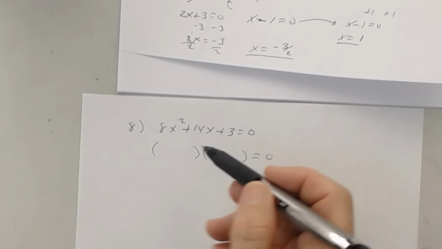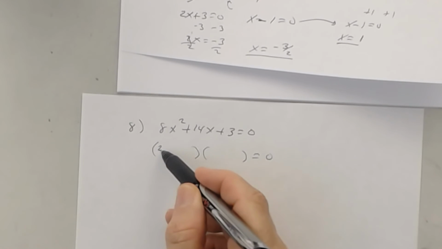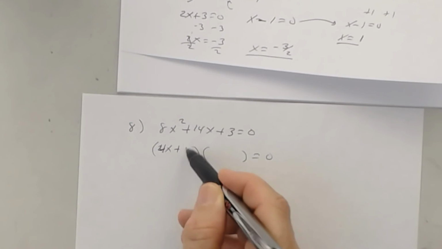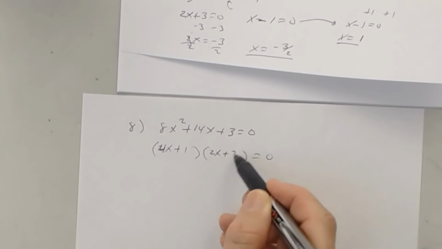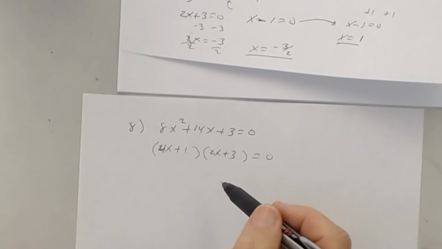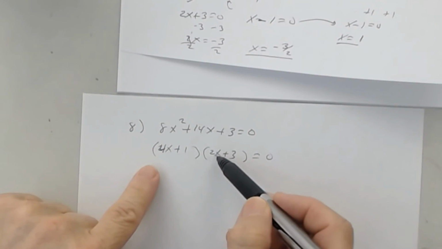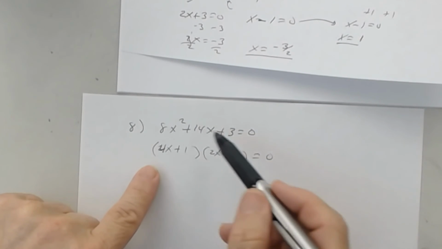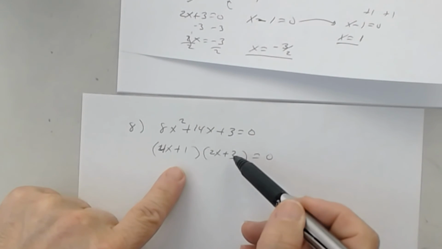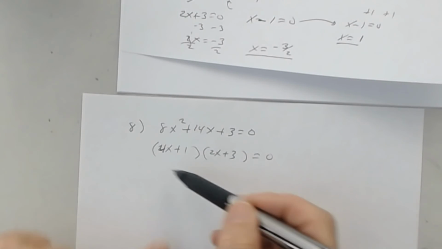What do you think works? 4x plus 1. Okay, 4x plus 1, and then what? 2x plus 3? All right, I just wrote what was stated. Always check. It's easy to check. It's very quick to check. 4x times 2x? 8x squared. Let's go to the last. A positive 1 times a positive 3? Positive 3. Now let's do the outer and the inner.